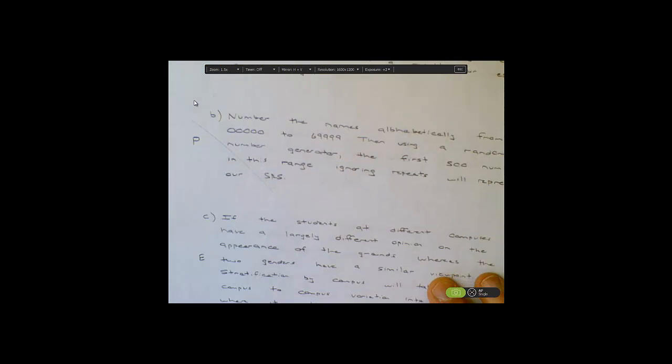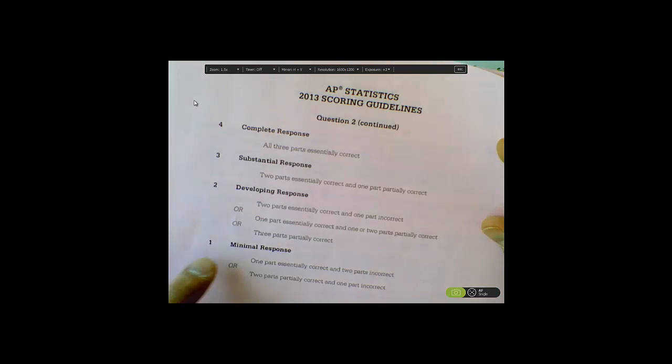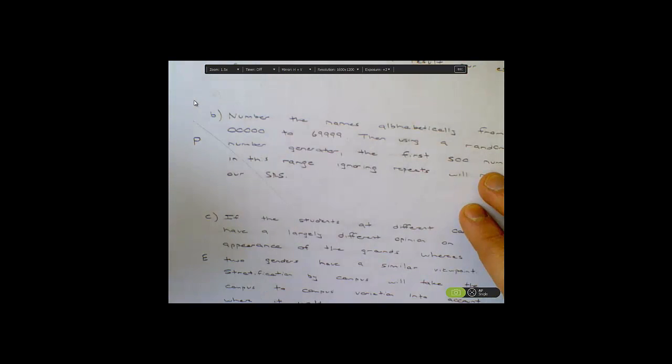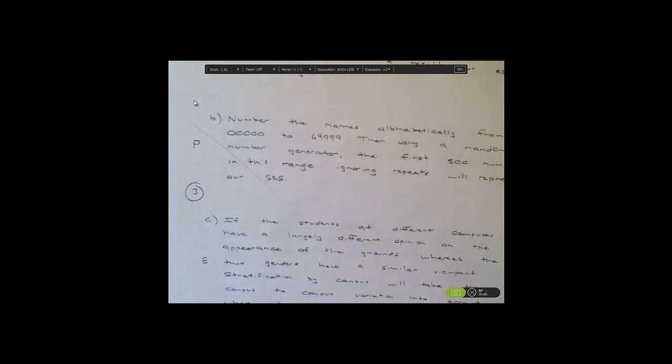So I have essentially correct for part A, partially correct for B, and essentially correct for C. Looking at the guidelines, if you have two parts essentially correct and one part partially correct, this would correspond to a 3. Remember, your goal for question 1 through 5 is a 2 or higher. Okay, moving on to question number 3.